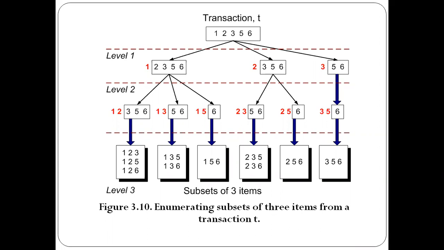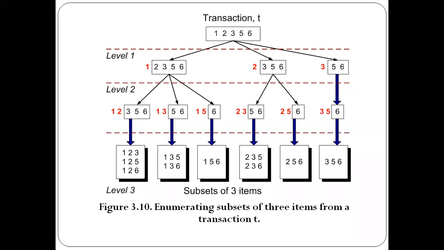In order to find the support count of these candidates, we need to compare with the candidate item sets present at the bottom. These are the candidate item sets. We traverse from the root to the leaf nodes, and if that item set is present, we increment the support count of that candidate item set. If it is not present, we do not increment the support count.